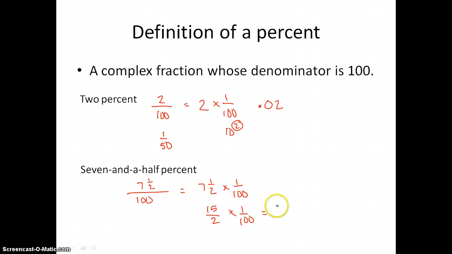And you get 15 200ths. But again, keeping in mind that this is 15 200ths. If we go back to 100, it's just half of that. So half of 15 is 7.5 over 100.